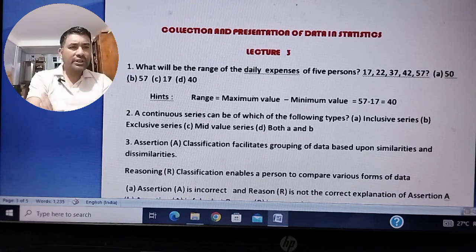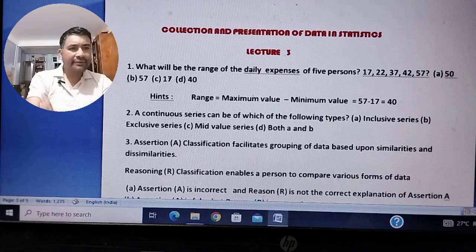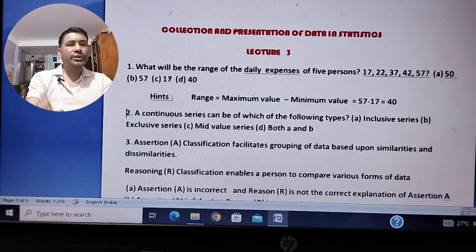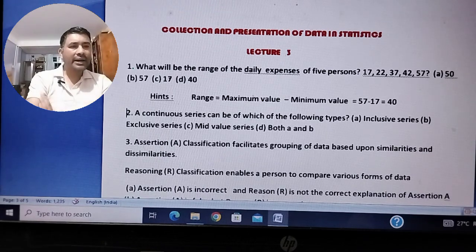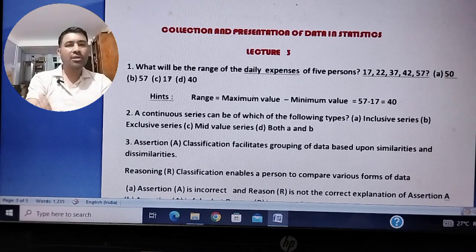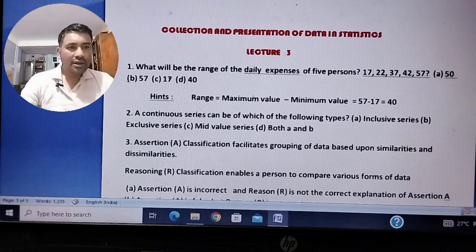So 17, 23, 37, 42, 57. From here the maximum value is 57 and the minimum value is 17. So the range is maximum value minus minimum value, that is 57 minus 17, which is equal to 40. So option D is the correct answer. For question number 1, option D is the correct answer, that is 40 units.